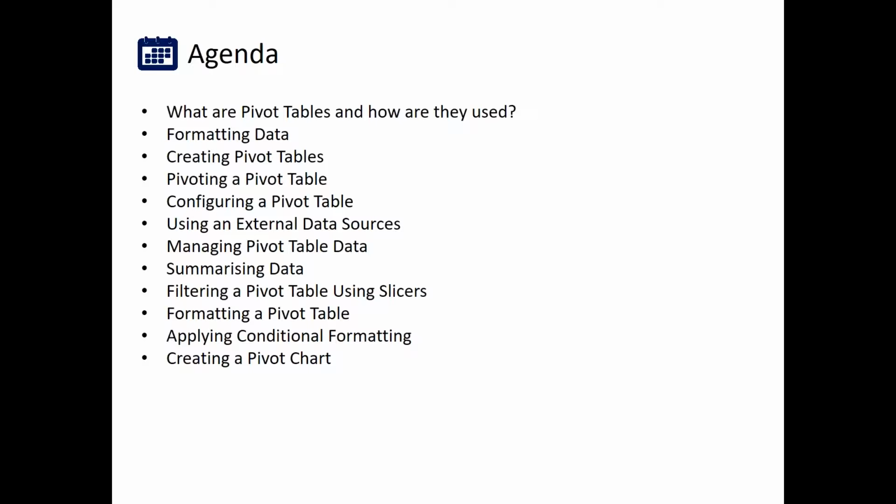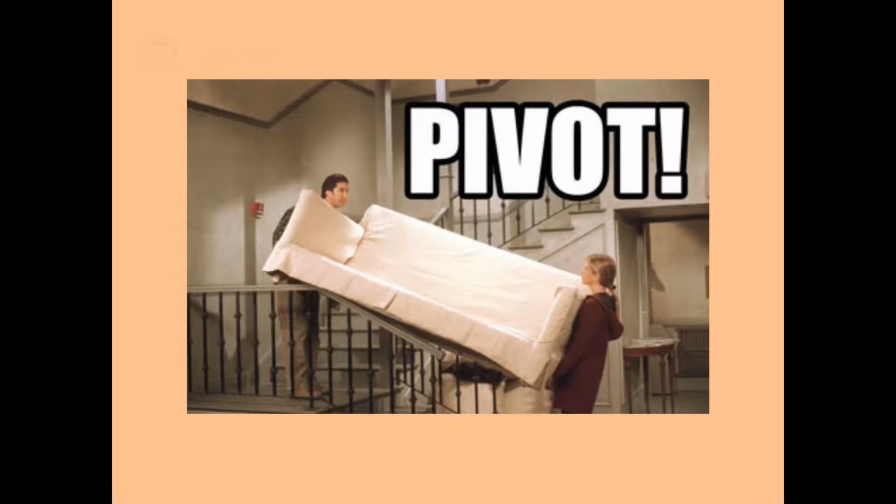So for a lot of our examples, we're going to be using data that I already have in an Excel spreadsheet, but we're also going to look at how you pull data in from an external data source. We're going to take a look at how you manage pivot table data and also how you summarize data, so just some utilities and tools which you can use when you're in your pivot table that you might find useful. We're going to take a look at filtering a pivot table using something called slicers, which may or may not be something that you're aware of.